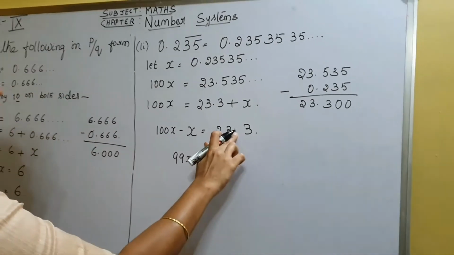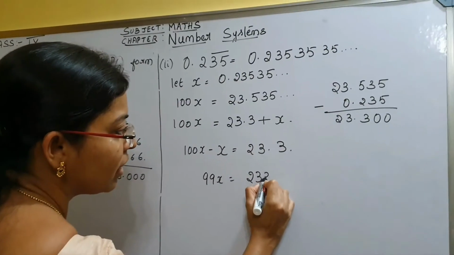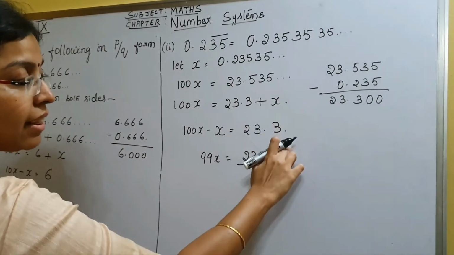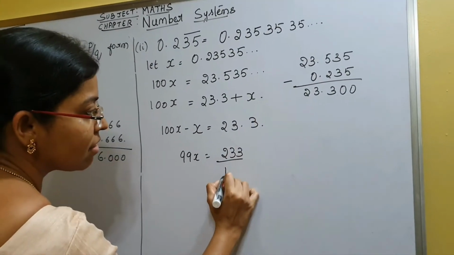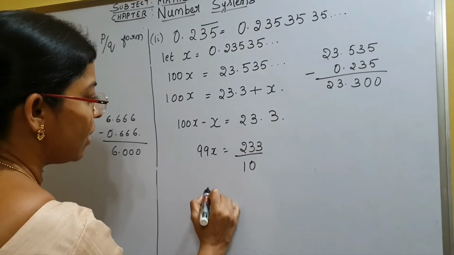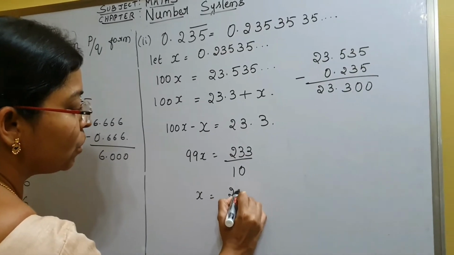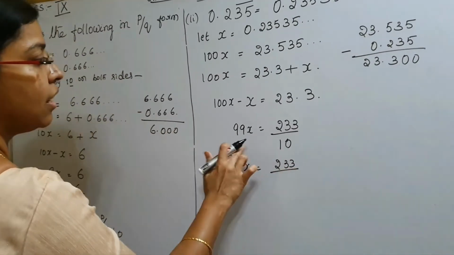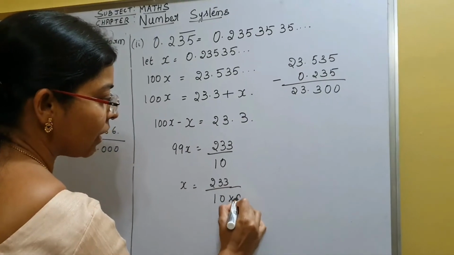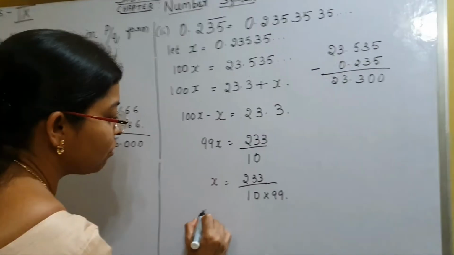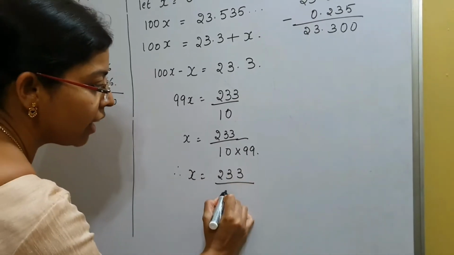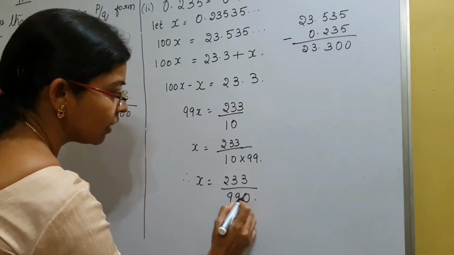We will eliminate the decimal point. How do we eliminate the decimal point? By multiplying numerator and the denominator by 10. So what do we get? 233 by 10. Now x is equal to 233 by 10. We will bring 99 to the denominator. Therefore x is equal to 233 by 990.